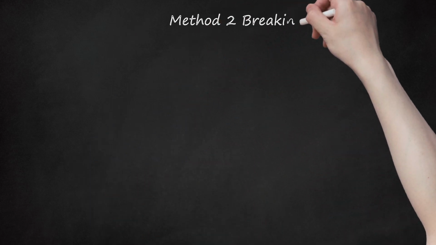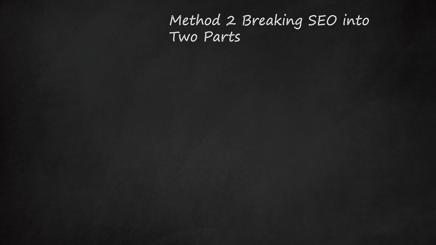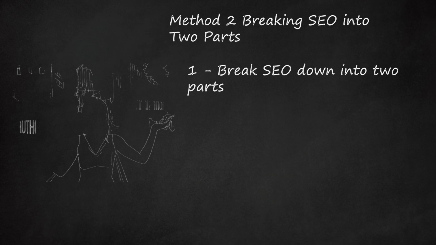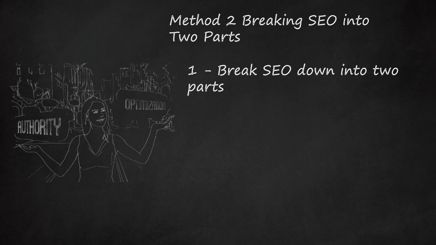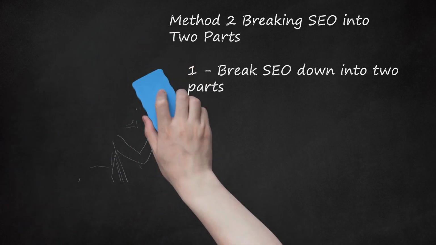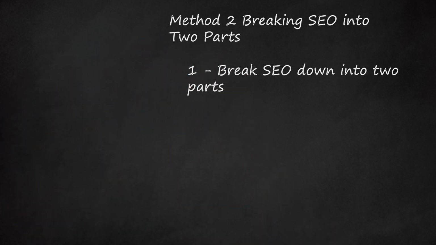Method 2: Breaking SEO into 2 parts. 1. Break SEO down into 2 parts. One of the simplest and easiest ways is to break SEO down into 2 parts, optimization and authority. This method includes a lot of terms such as site and search engine and is best for clients who are already familiar with the internet and how it works.